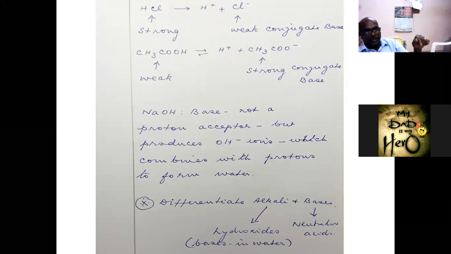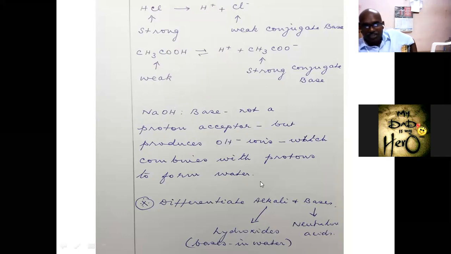Why is it a base? In solution, it produces OH minus ions, and these OH minus ions are proton acceptors. They will accept a proton and form water. Therefore, directly NaOH is not a proton acceptor. It will dissolve, and a part of the dissolved substance is a proton acceptor, and OH minus ions accept a proton to form water. That is why NaOH is a base.